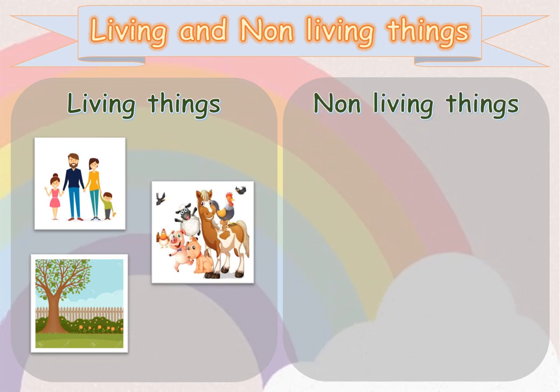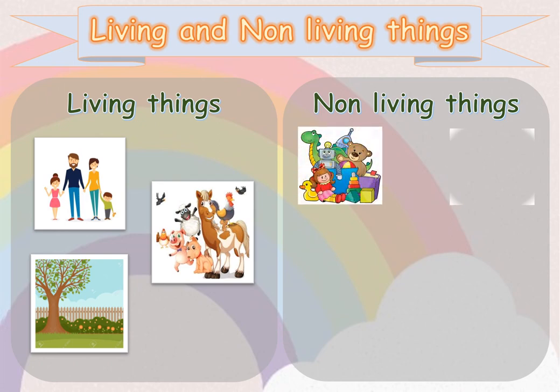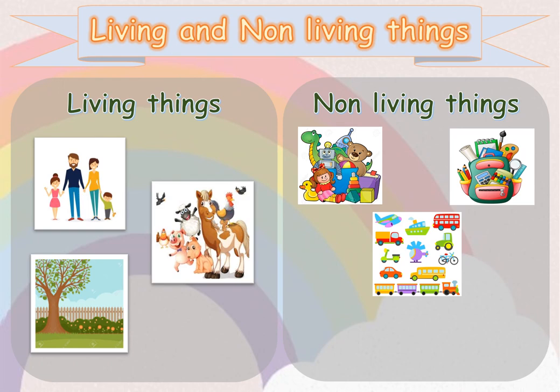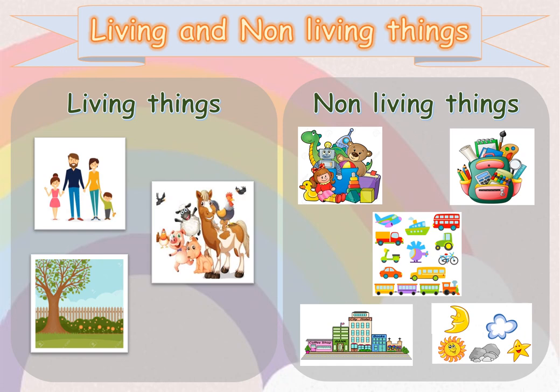Non-living things are things that can't move, cannot breathe, and they don't need food to eat and to drink. Non-living things are toys, school supplies like pencil, ruler, bag, books, vehicles like bus, car, aeroplane, ship, buildings like hotel, hospital, school, shop, and things in nature like moon, sun, clouds, star, and rocks.